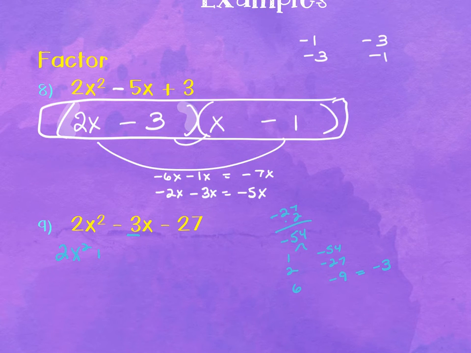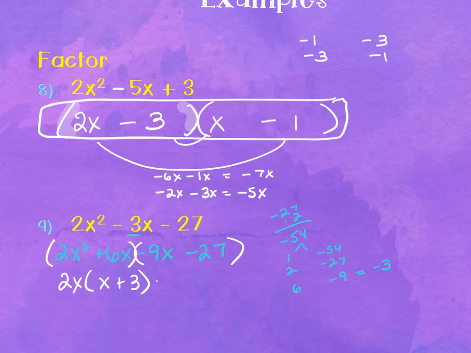Replace your middle term with those two terms, and then factor by grouping. Take out a 2x, take out a negative 3. Nope, take out a negative 9, sorry.